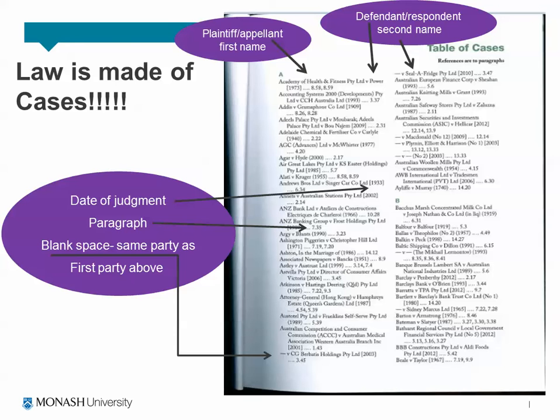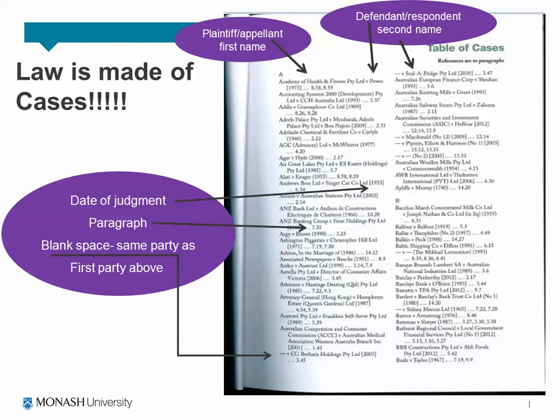And I've pointed those out here. In addition, it will give you the date of judgment, for example 1933 or 1973, and then it will also give you the paragraph number, which is chapter 7 paragraph 35, if you want to find the case ANZ Banking Group versus Frost Holdings Proprietary Limited.